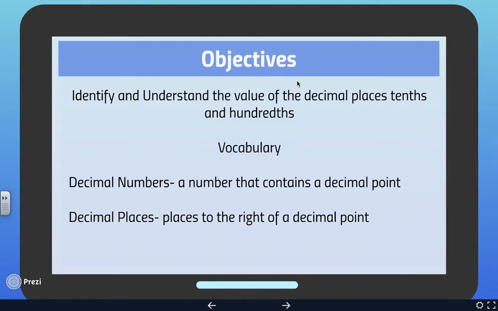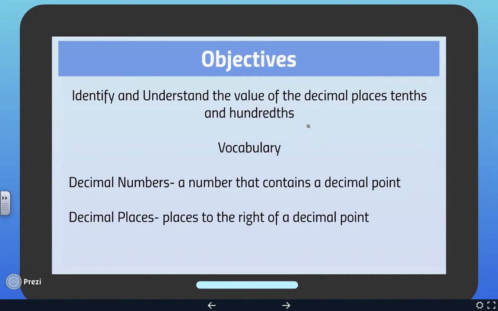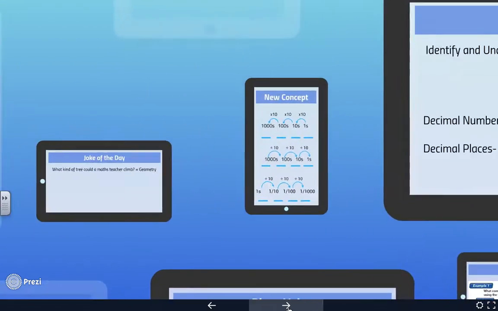All right, we are on lesson 64, using money to model decimals. Our objective today is to identify and understand the value of the decimal places tenths and hundredths. I'm trying to emphasize the "ths" in here, the tenths and the hundredths. Your vocab for today, there's only two: decimal numbers, a number that contains a decimal point, and decimal places, which is places to the right of a decimal point.